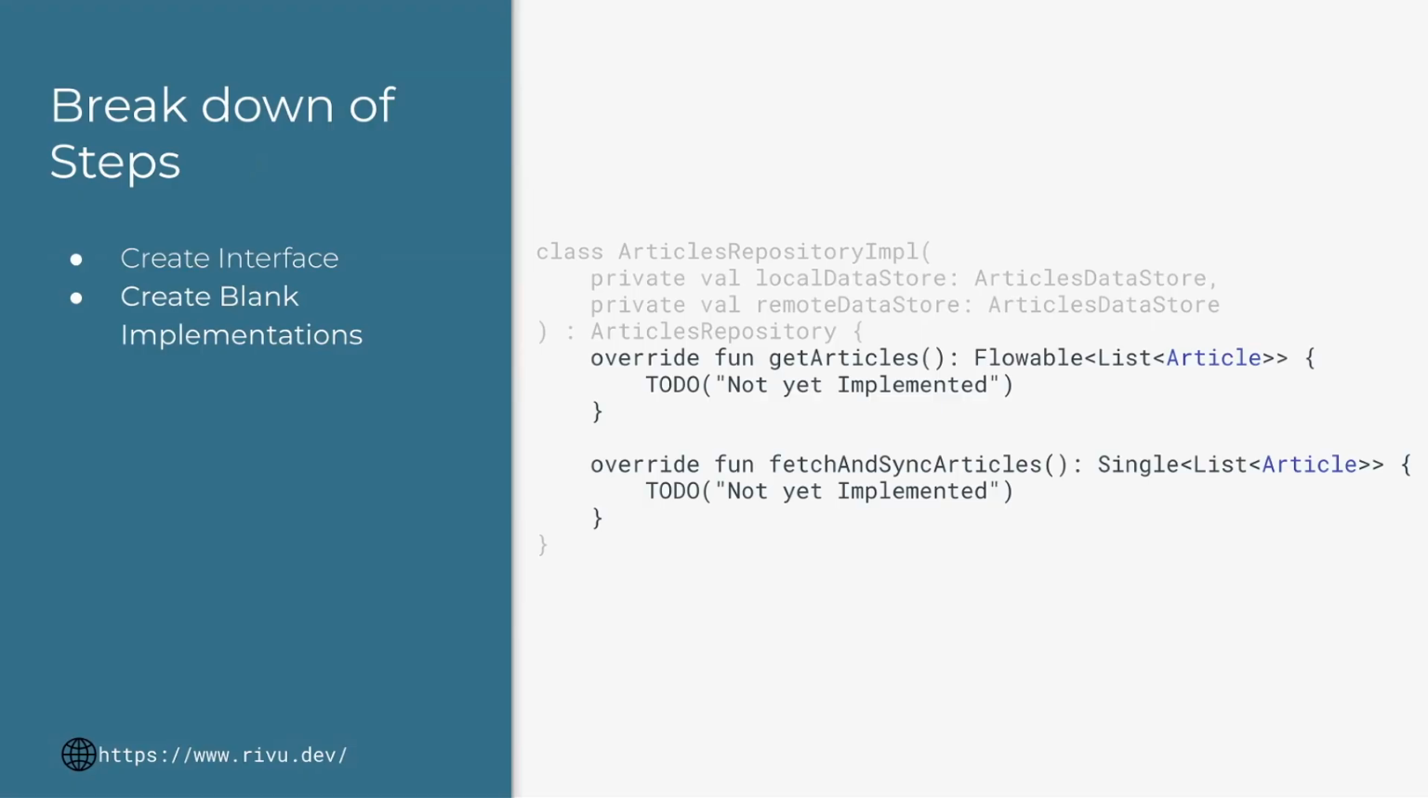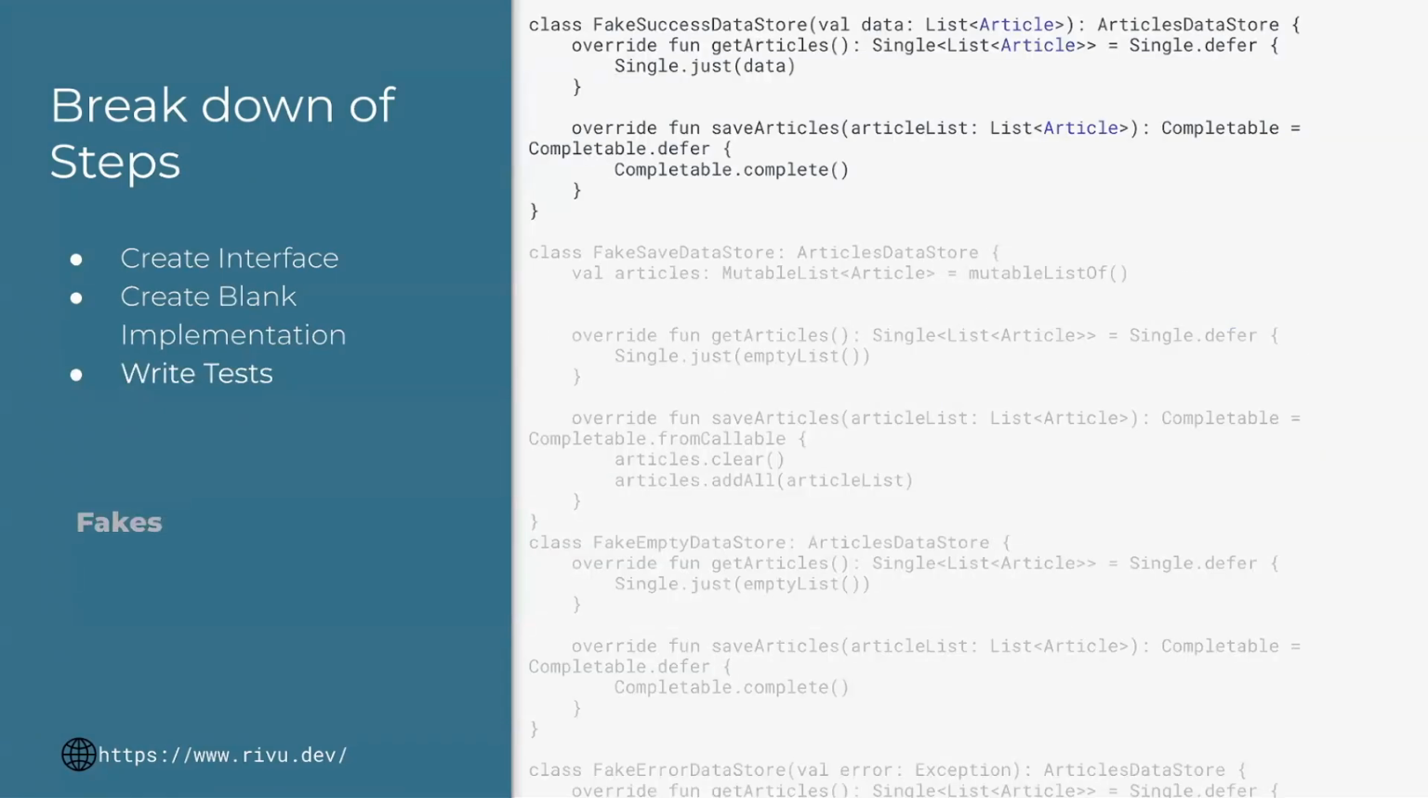Before writing a test case, we should either prepare the mock or fake. So I am using fakes here today. These are all the fake classes. The first one is the success data store, for the scenario when we want to test the success cases, where data stores are returning the data successfully. So that's where this comes in.